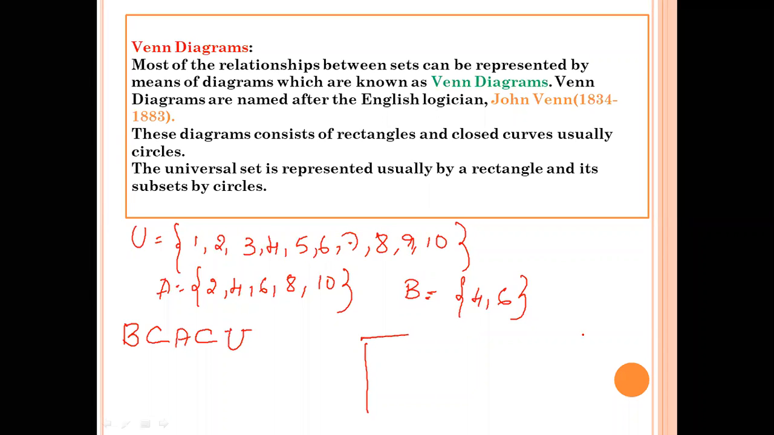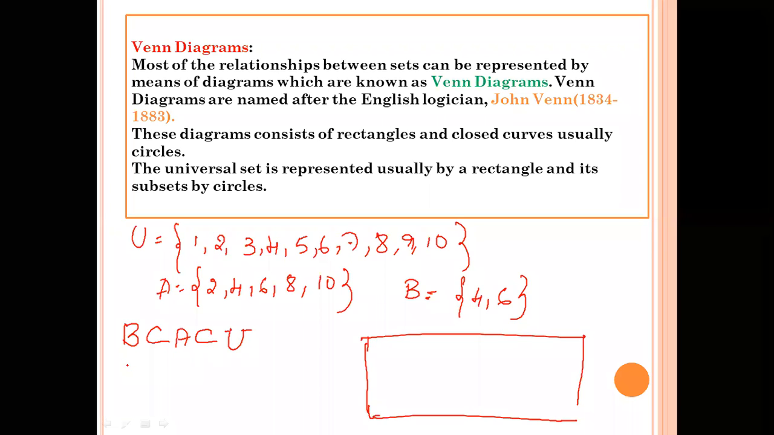Now how to represent this in a Venn diagram? Which is the smallest set among B, A and U? It is B. So B is a subset, and you have to represent it using a circle. This is set B. A is also a subset of U. B is the smallest one. I have drawn a circle inside the rectangle. This is U. Now how to represent A, students?